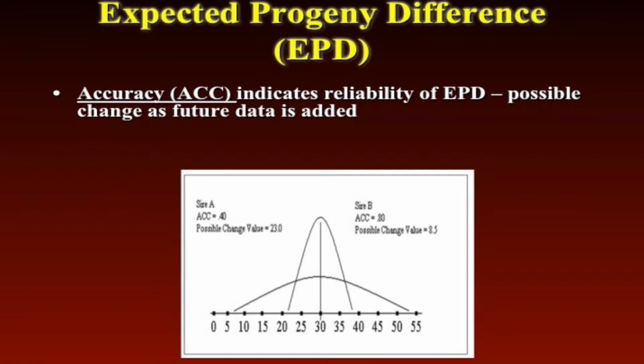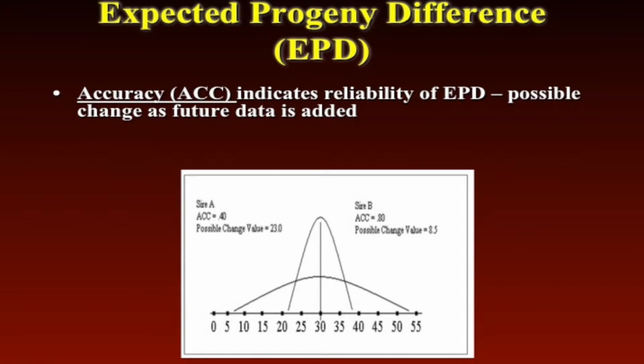Now, one of the things that's calculated in addition to the expected progeny difference is the accuracy. Accuracies become very important, especially to purebred producers, because when they're making selection decisions, they're really trying to fine-tune their operations and the genetics within their herds. And so the more accurate an animal, the better off they are.